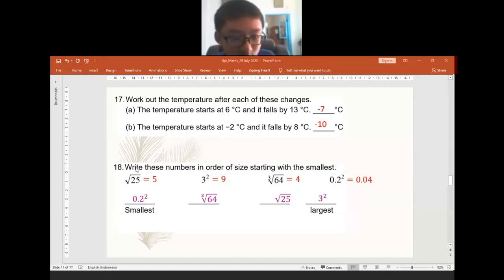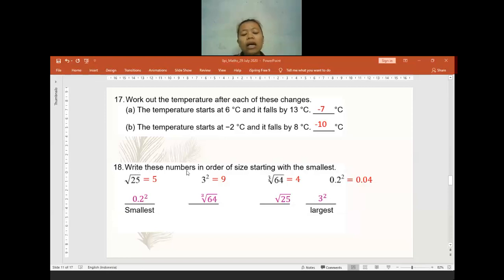Okay, then. I will continue to question 18. Write these numbers in order, starting with the smallest. Because we have to start from the smallest, we need to find its square root. 3 to the power of 2 is equal to how many? Later we can compare which one is the smallest and which one is the highest.